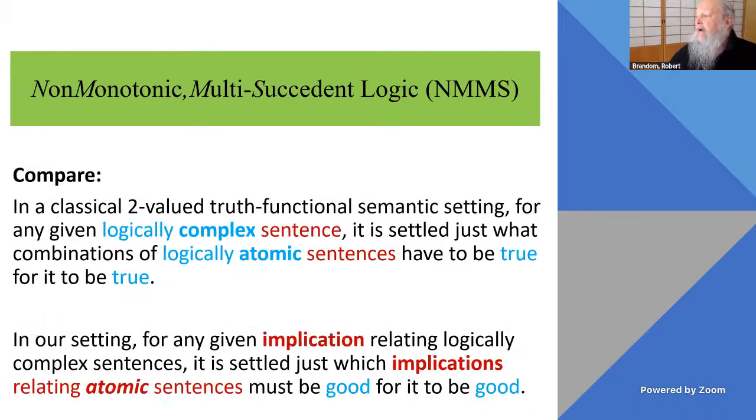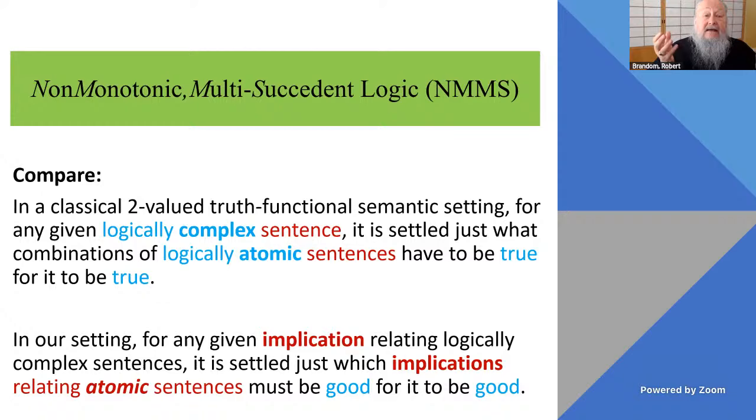This is a more flexible and powerful version of the feature we already saw in a two-valued sort of tabular, truth functional version of classical logic, where for any complex sentence, we could say, well, if it's true, then exactly these base sentences must have these truth values. And if you give me truth values for the base sentences, I can say what logically complex sentence is true just in case they have that.